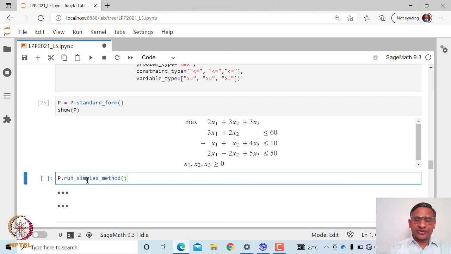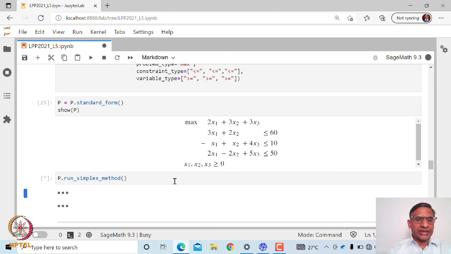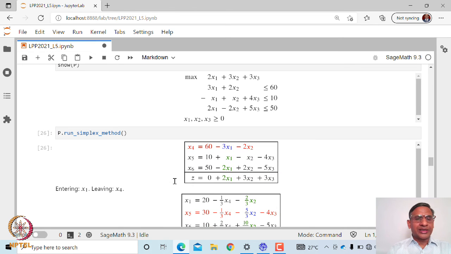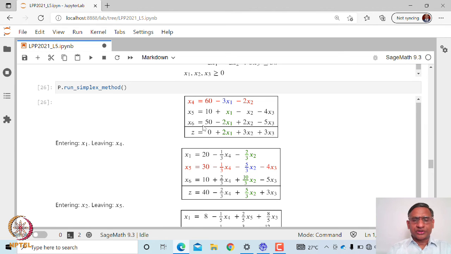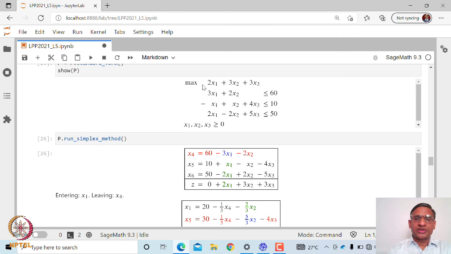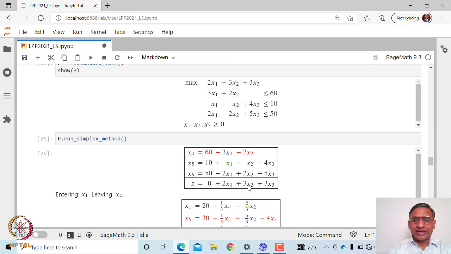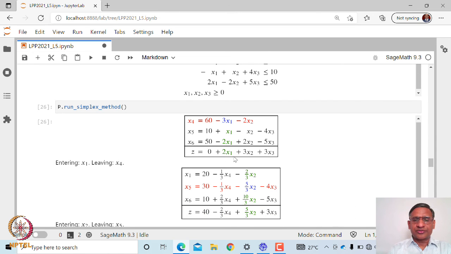So when you apply P.run_simplex_method, it will create a sequence of steps, and of course it will write them in compact form. The first one, you can see here, has x4, x5, x6 as basic variables. This is the row corresponding to the reduced cost coefficients, the last row. Since the standard problem here is of maximization type, they will not take the negative of the coefficient, but rather the coefficient itself.